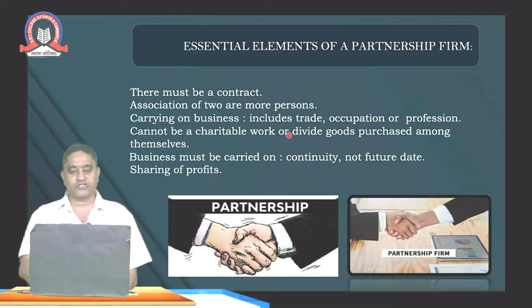But there cannot be charitable work or dividing goods purchased among themselves. Business must be carried on with continuity at the place which has been mentioned, and not at a future date. Sharing of profit is the most essential part of the partnership deed. So in a partnership, there should be an association of two or more persons. It should be of individuals only.